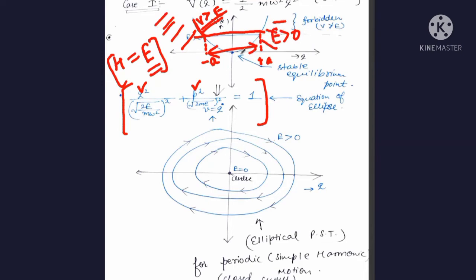So only the minus a to plus a region is allowed for the particle to oscillate, and that's why it's a bounded motion. And a bounded motion in phase space has a closed curve as its trajectory. And here these are ellipses. That is shown by the equation, when we write the Hamiltonian and rearrange it, it represents this ellipse.